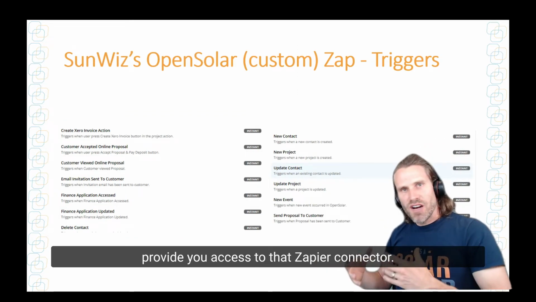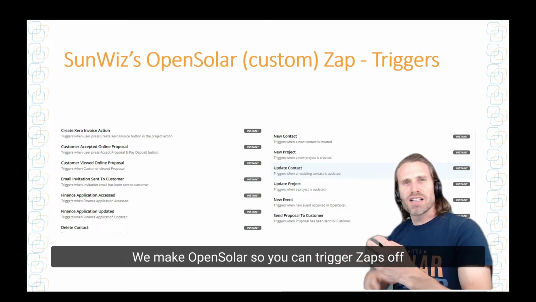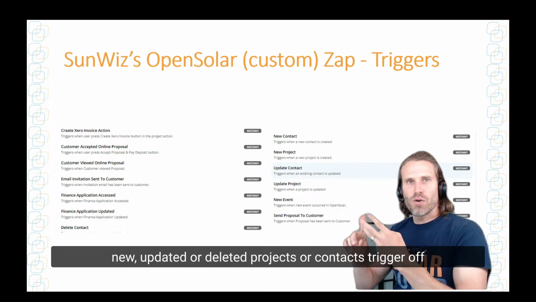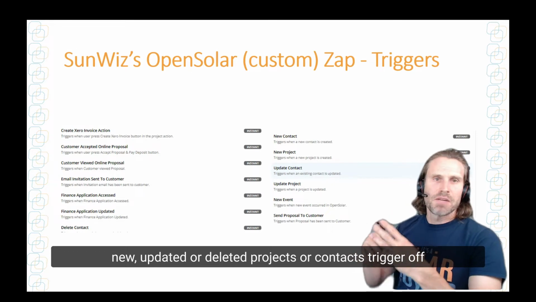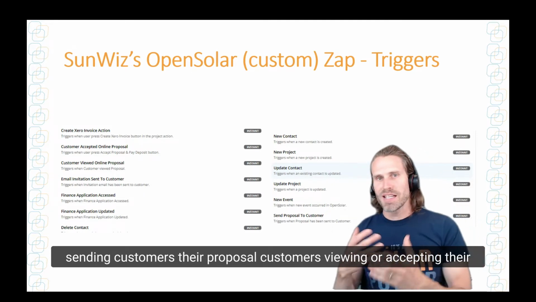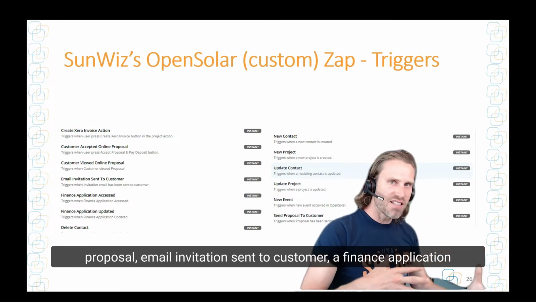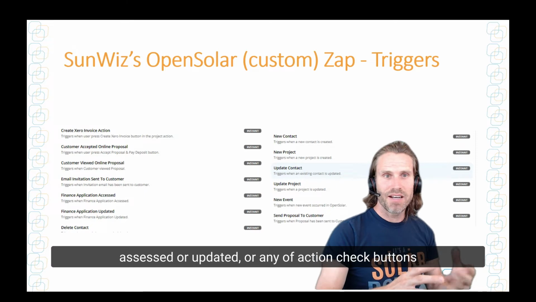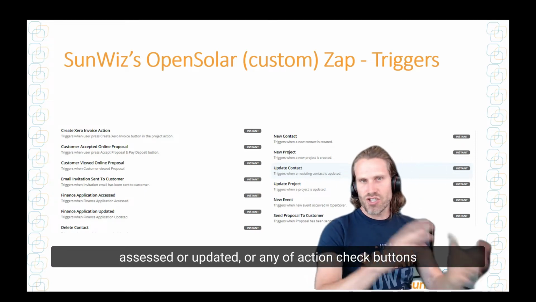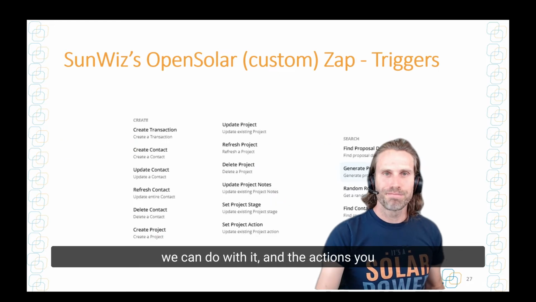Now, SunWiz can provide you access to that Zapier connector that we made for OpenSolar, so you can trigger zaps off new, updated, or deleted projects or contacts, trigger off sending customers their proposal, customers viewing or accepting their proposal, email invitations sent to customers, a finance application assessed or updated, or any of the action checkbuttons within OpenSolar's CRM. There's really a lot we can do with it.